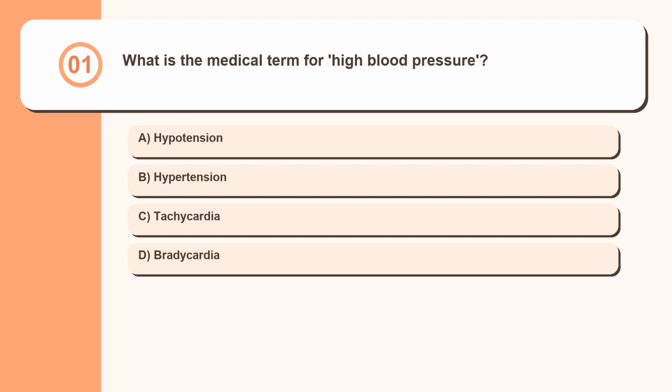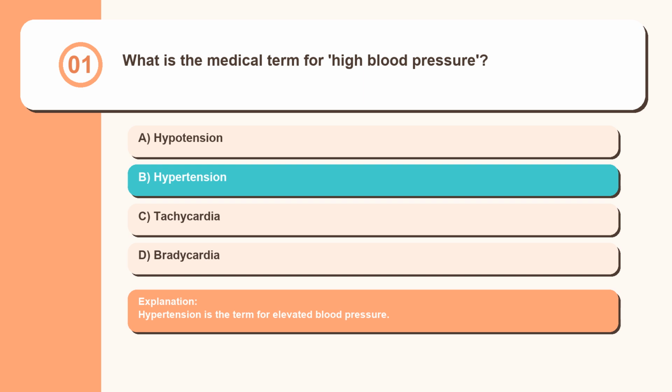Question 1. What is the medical term for high blood pressure? Hypotension, hypertension, tachycardia, bradycardia. Hypertension is the term for elevated blood pressure.